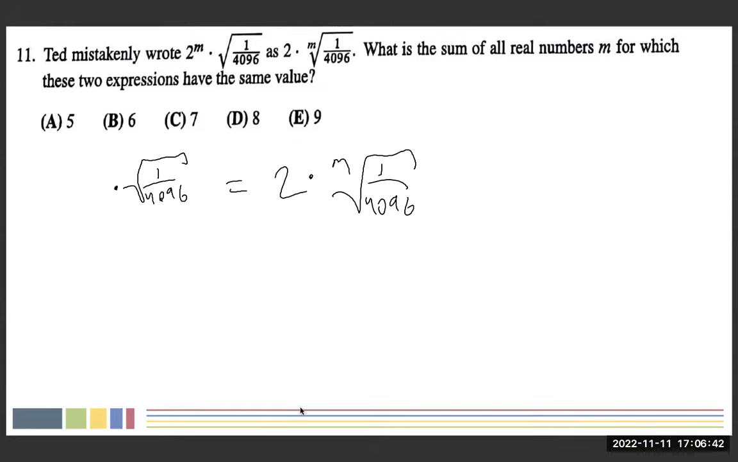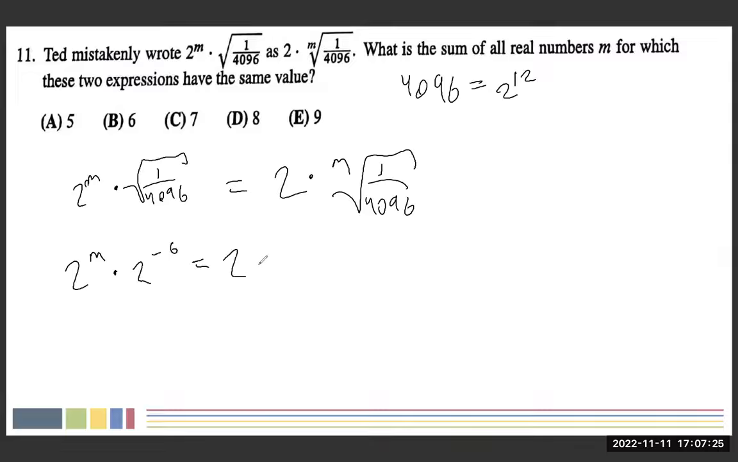So this is 2 to the m times the square root of 1 over 4096. And one thing to keep in mind is that if you just divide 4096 by 2 a lot of times, you'll figure out that its prime factorization is just 2 to the 12. So that's very helpful, because that implies that this is 1 over 2 to the 6. So this is 2 to the m times 1 over 2 to the 6. Because of the square root, it makes it 1 over 2 to the 6. But we also know that this is equal to 2 to the negative 6, right? Because the reciprocal negates the exponent. So this is just 2 to the m times 2 to the negative 6.